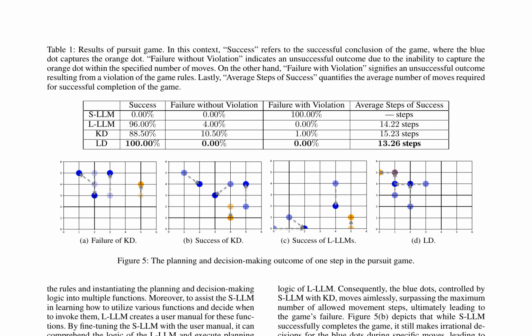While KD improves the S-LLM's planning and decision-making capabilities, LD outperforms KD in both global and local perspectives. The results show that LD enables the S-LLM to complete the game with an average of 0.96 fewer steps than the L-LLM, indicating its effectiveness in enhancing the S-LLM's planning and decision-making capabilities.